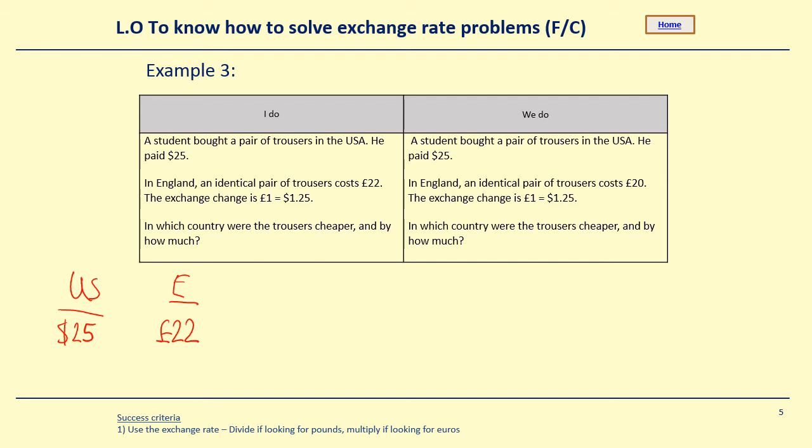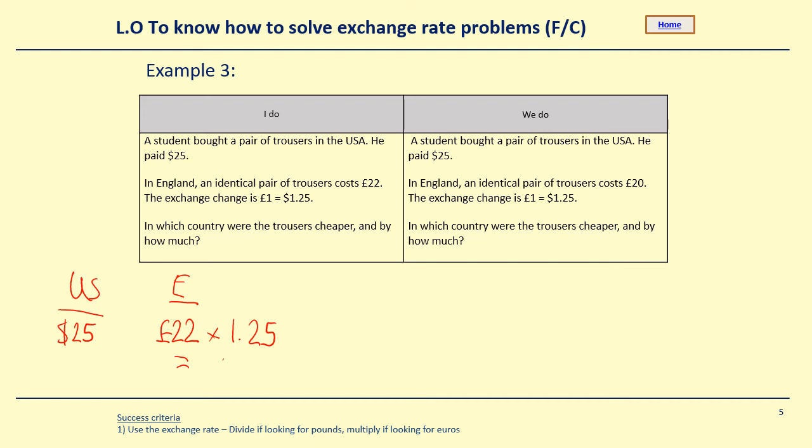So remember, divide if looking for pounds, multiply if looking for euros, dollars, Singapore dollars, whatever. Multiply if looking for your foreign currency. So we've got 22 English pounds. We need to multiply this by the exchange rate, which is 1.25. So 22 times 1.25, which equals $27.50. Sorry, $27.50.